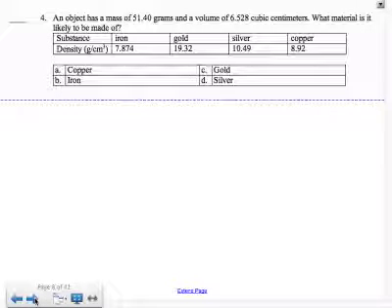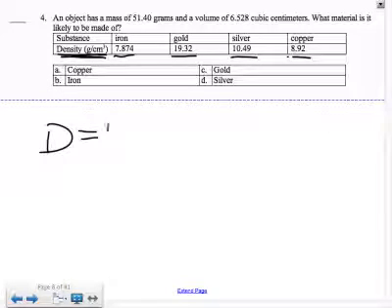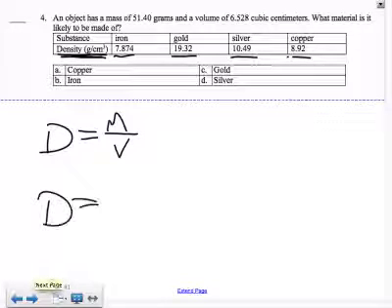Number 4. An object has a mass of 51.40 grams and a volume of 6.528 cubic centimeters. What material is it likely to be made of? Well, none of these answers here are cubic centimeters or grams by themselves, but what we do have is the density, which is the grams over cubic centimeters. So we need to calculate the density, which is mass divided by volume, and then see if it matches one of these answers.